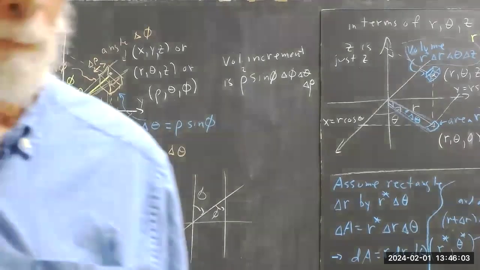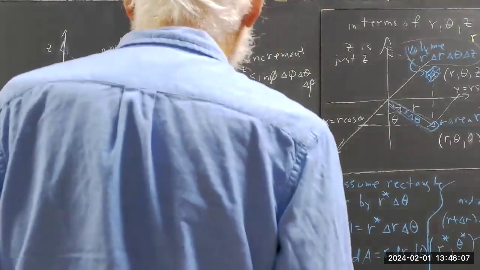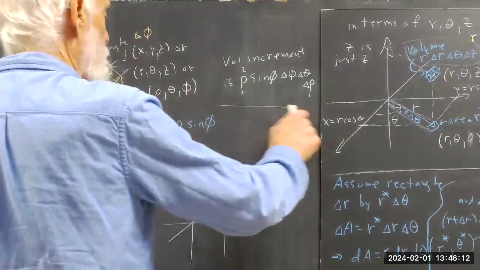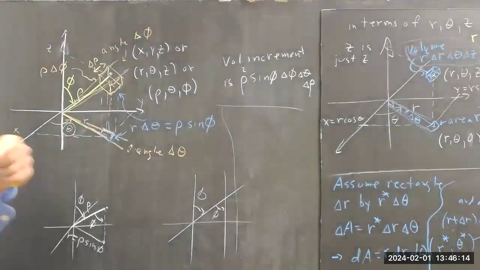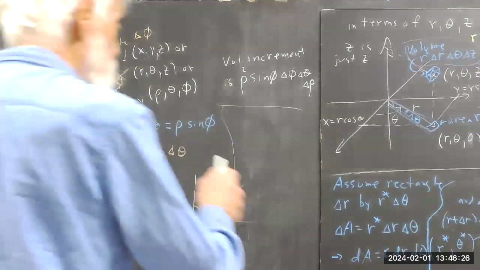Okay. The conversions are simple. Conversions between spherical and cylindrical are simple. Between spherical and rectangular, they're a little more complicated, but you just go through the cylindrical and it becomes easy. I'll show you what I mean.